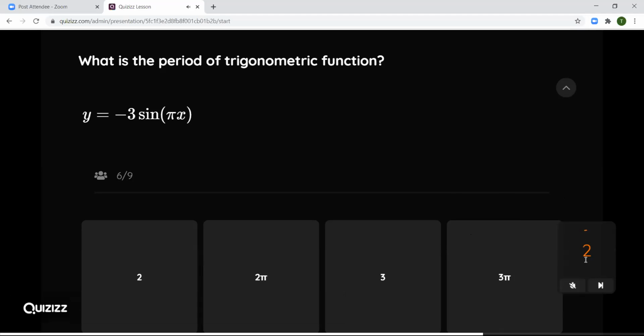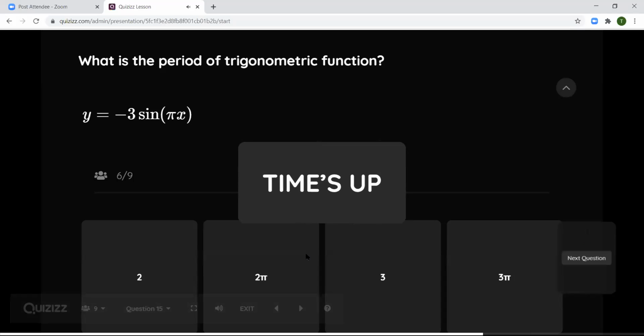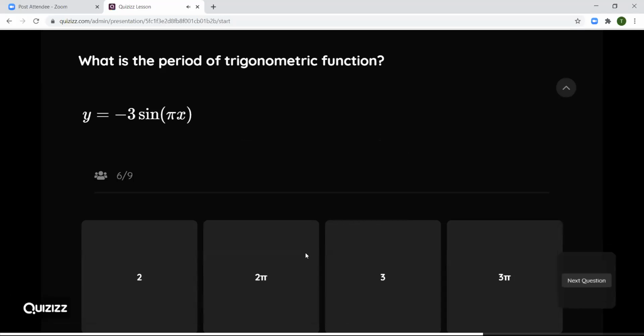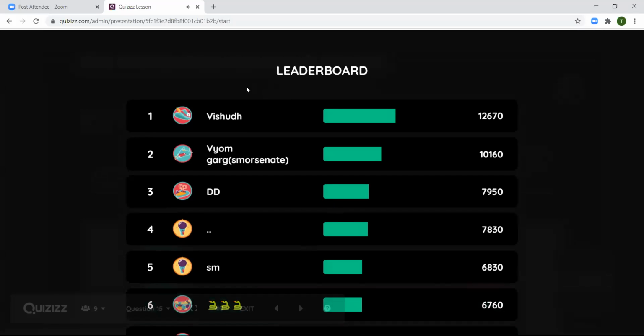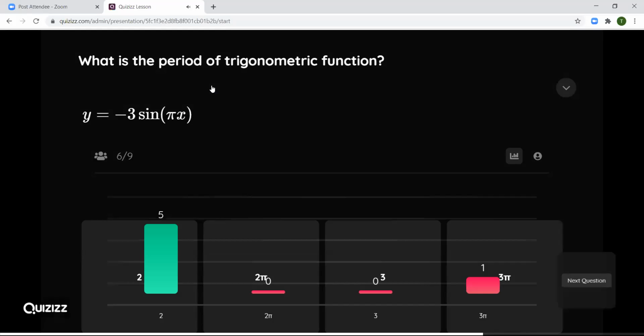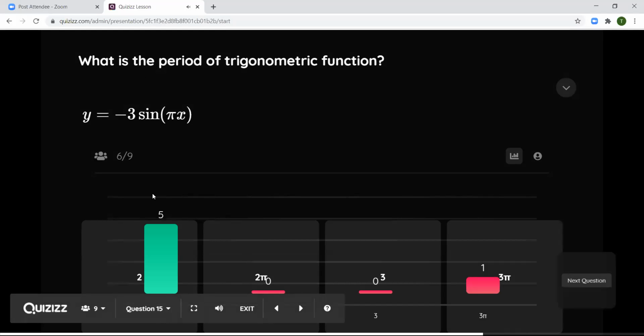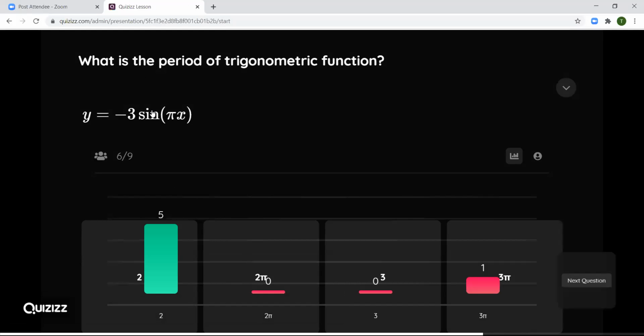Four seconds, time's up. So guys, finding the period is very easy. Very good, five have given the right answer. First see what is the trigonometric function written here. It is sine. So sine has 2 pi as its period. Now, it is written sine pi x. So whatever is written in multiplication with x, you just have to divide the actual period by it. So 2 pi divided by pi is 2.